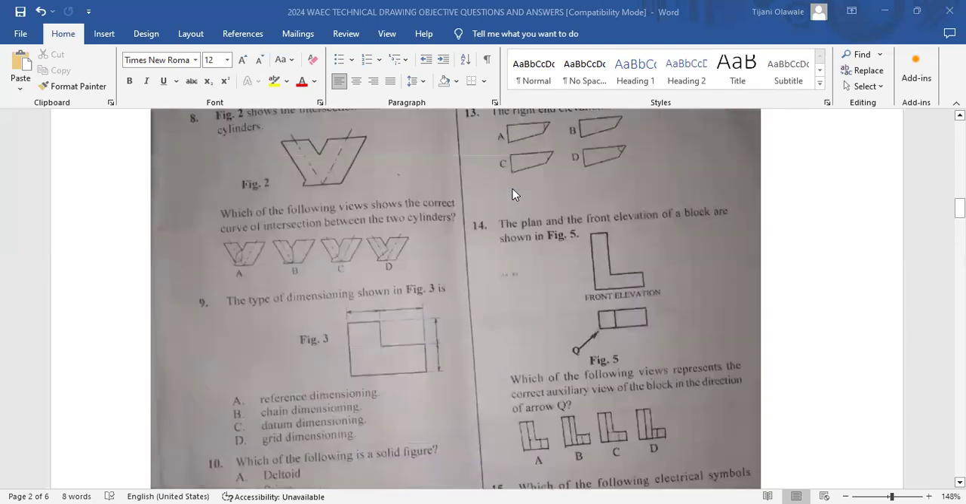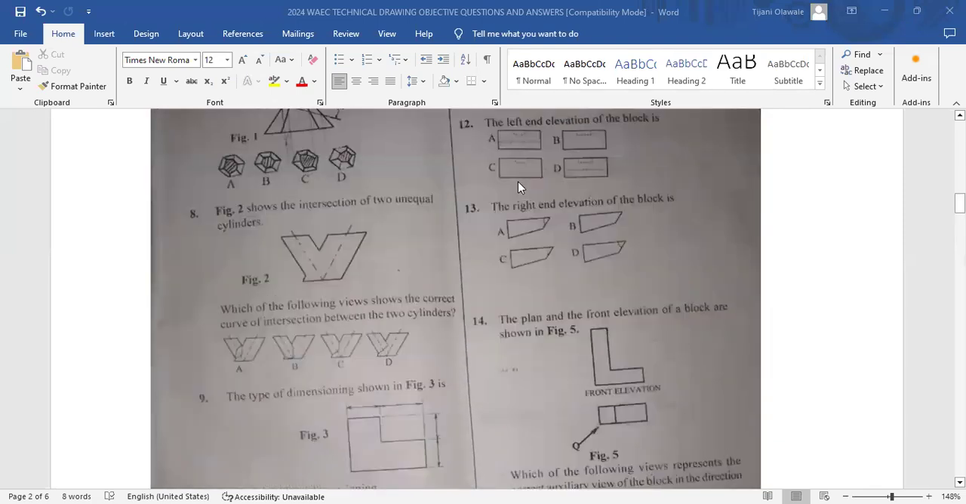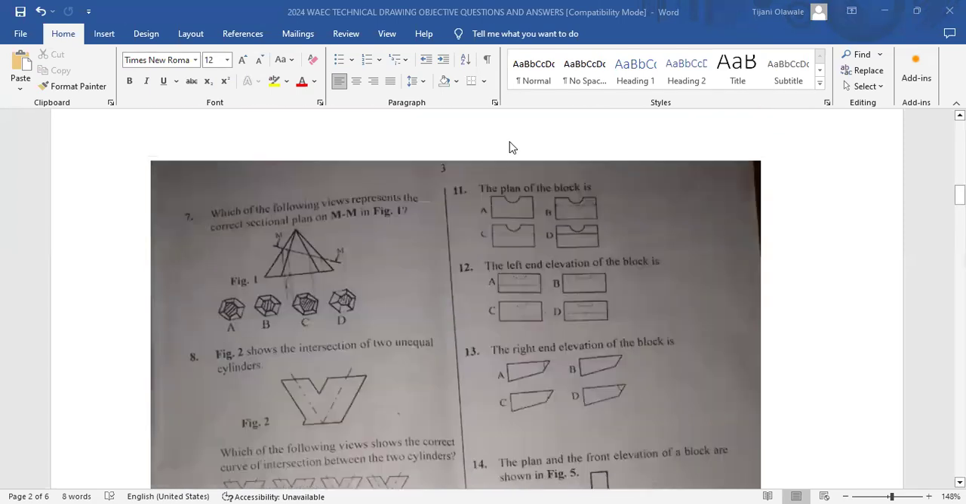Looking at the options that we have here, option A is the answer to the question. Sorry, this is question 11. So option C is the answer to the question.